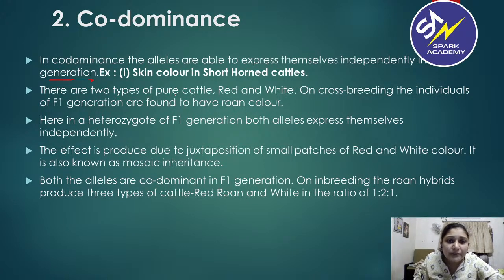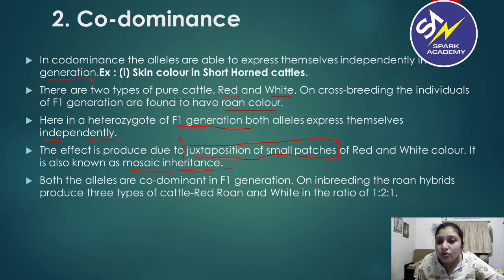Here two types of pure cattle, red and white, we have seen crossbreeding of these individuals, and the F1 generation are found having roan color. Here in the heterozygote of F1 generation, both alleles are expressed themselves independently. The effect is produced due to juxtaposition of the small patches of red and white color. It is also known as mosaic inheritance. Both alleles are codominant in F1 generation.